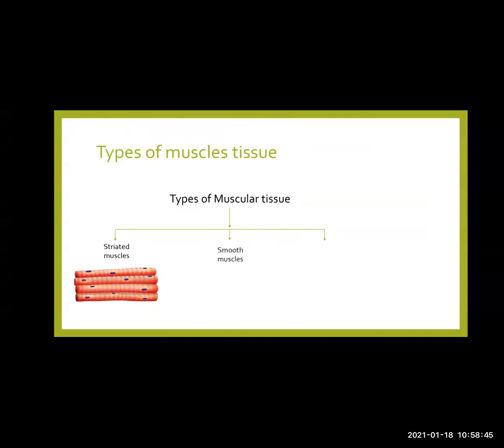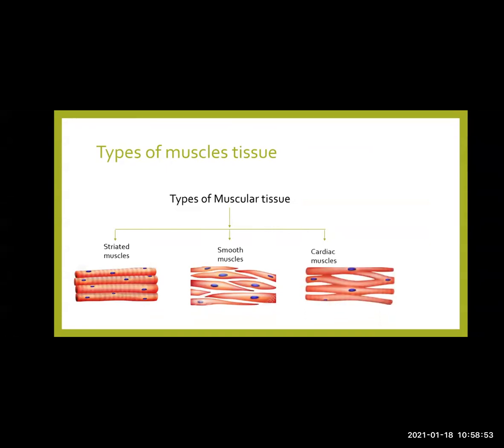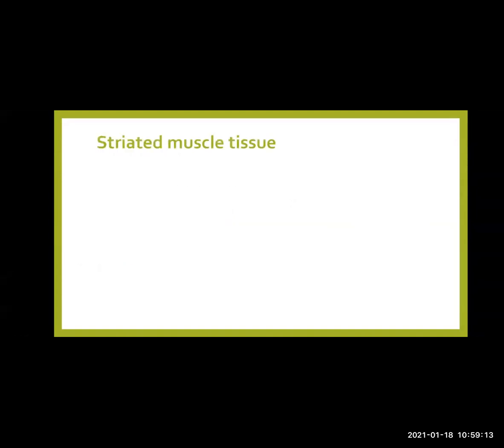Second is known as smooth muscles, which looks like this. And the third is cardiac muscles, which look like this. So remember, three types of muscular tissue based on their structure. They are first striated muscles, second smooth muscles, and third cardiac muscles. Now let us study each of these in detail.